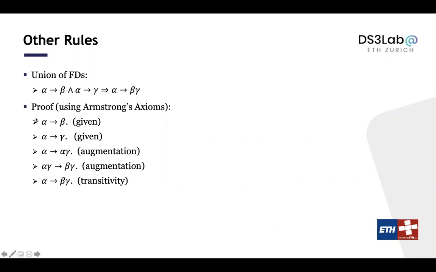So as you can see, this is one derivation using Armstrong's axioms that gave you, at the end, alpha to beta gamma. And because the inference system constructed by Armstrong's axioms is both sound and complete, if I can have such a derivation, it means that semantically, you can imply the last functional dependency given alpha to beta and alpha to gamma.